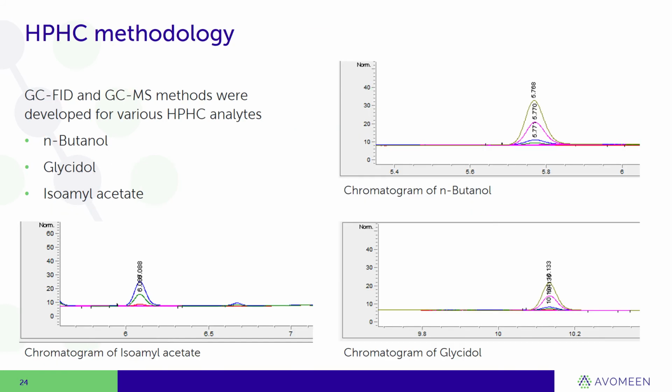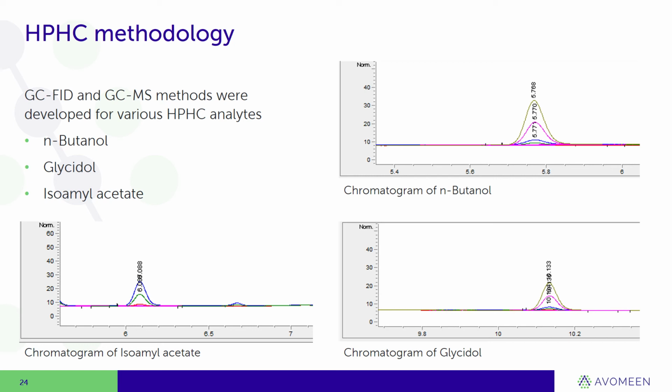So looking at a second HPHC method that was developed here in Avomeen was a GCMS, or a gas chromatography method, looking for some specific analytes. In this case, this method we looked at was for N-butanol, glycidol, and isoamyl acetate. In the top right corner is a GC chromatogram of N-butanol. You see that there are some different peaks.